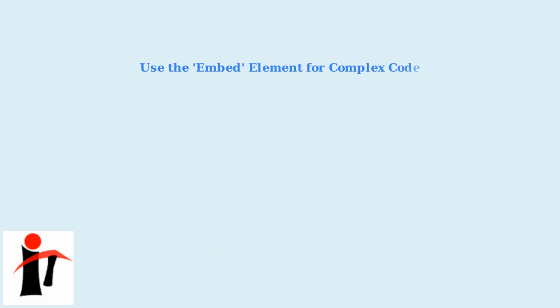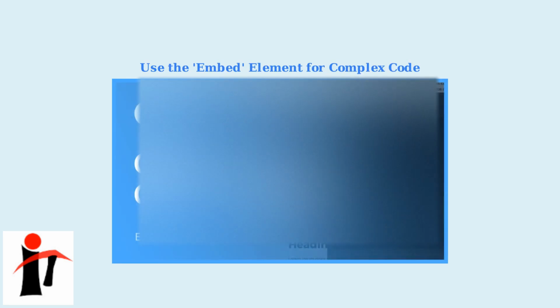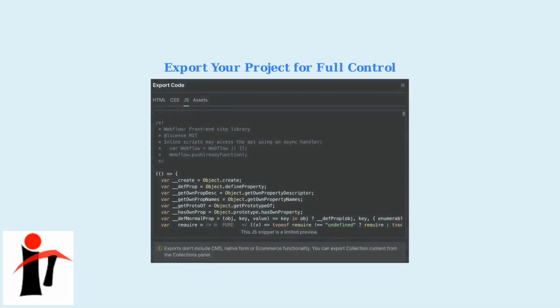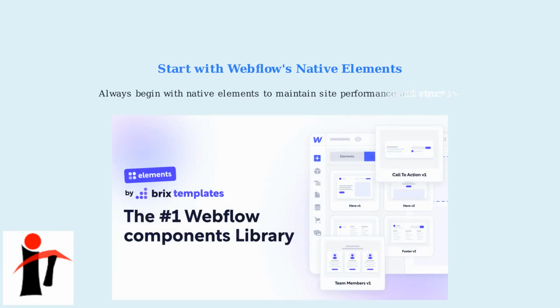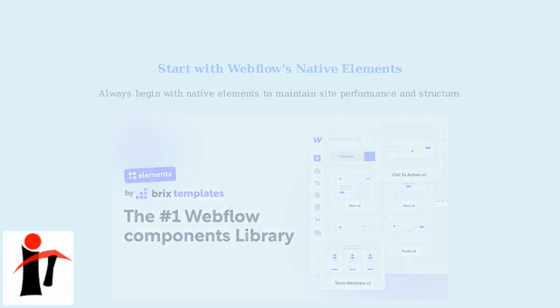For complex code that includes scripts, use the embed element instead. This allows you to paste raw HTML, CSS, or JavaScript directly into your design. If you need complete control over your code, export your Webflow project. This gives you access to all HTML, CSS, and JavaScript files for further customization. Always start with Webflow's native elements before resorting to custom code. This helps maintain optimal site performance and clean structure.